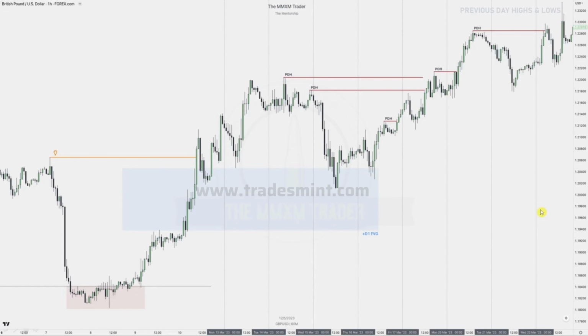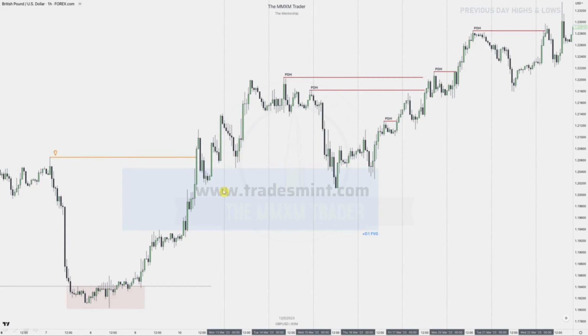Now on an intraday chart, which is a 1 hour chart on the British pound against the US dollar, we have that break of structure right here on the daily time frame, and then we have this blue box, which is that daily fair value gap. Again, think about these lows down here. Sell side liquidity has been raided. So after that break of structure, we can assume order flow is going into bullish order flow.